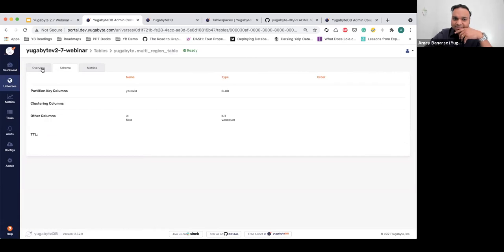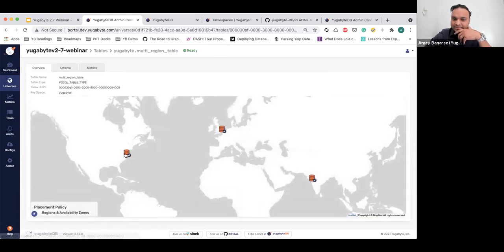In a multi-region table scenario, you'll quickly see that this table is sharded across all the geographies that are part of this deployment, so that I can afford to lose 2 data centers in an RF5 deployment. 2 data centers can be lost without hampering data consistency or causing downtime to your end application. So that's the most important part.